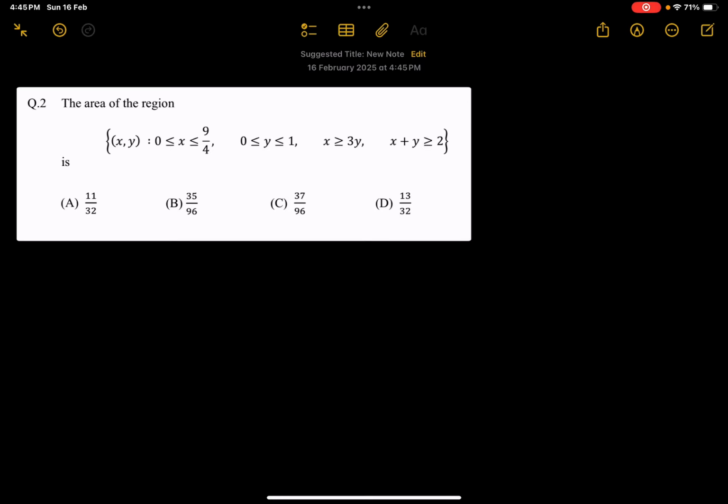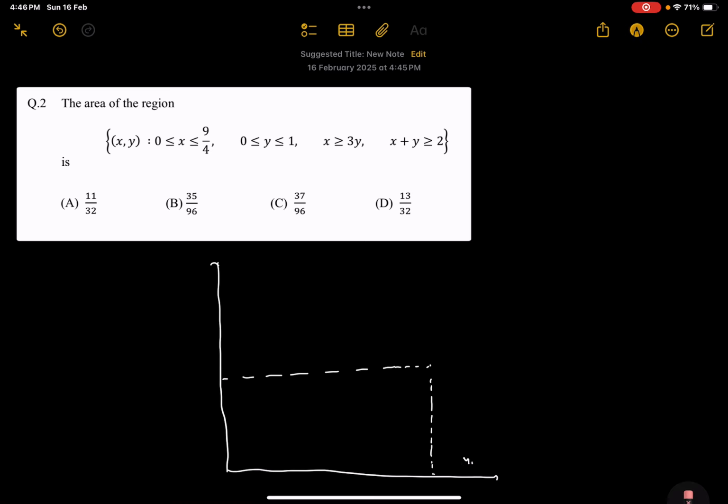Routine area under the curve question. So basically to start, we'll plot. So what we have is y is from 0 to 1. So let's say this is y equals 1, x equals 1, and y equals 1, and this is x equals 9 by 4. This is 9 by 4 comma 0. This is 0 comma 1.